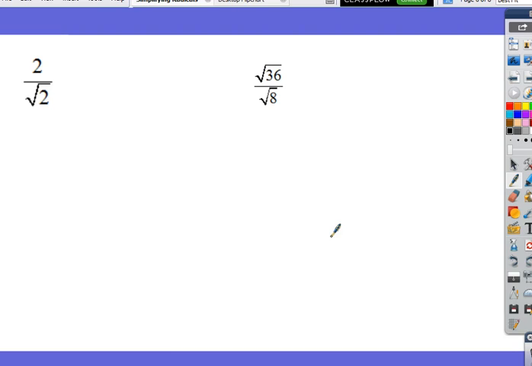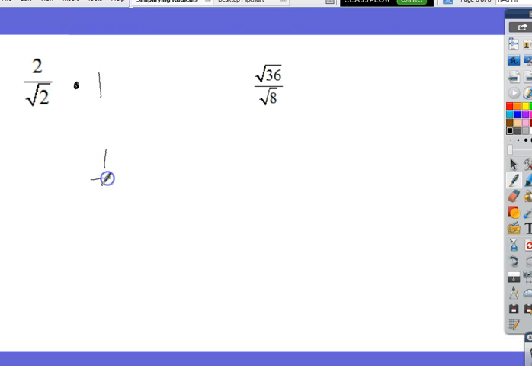But we can do something that's called rationalizing the denominator, which will multiply this number by something that doesn't change its value. What can I multiply any number by that doesn't change its value? I can multiply it by the number 1, right? If I multiply 2 over the square root of 2 by 1, it doesn't change its value.